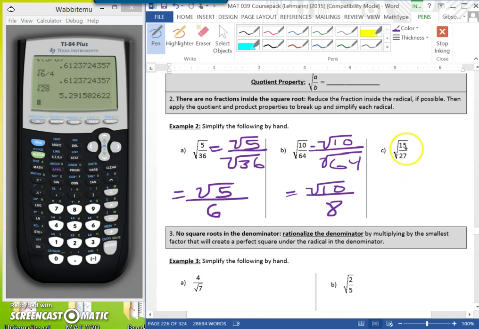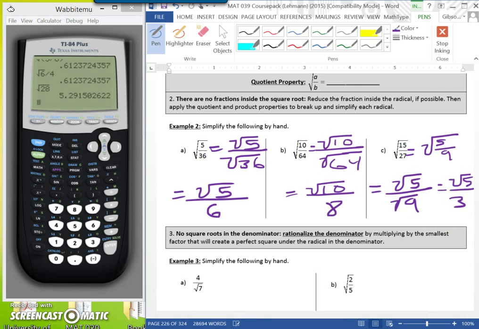Okay, now with C, we had the square root of 15 over the square root of 27. Neither one of these are perfect squares, right? But we can simplify this by dividing both by 3. So this would be the square root of 5 over 9, still under the square root. So now, we can separate this. This would be the square root of 5 over the square root of 9. So this will give us the square root of 5 over 3. Does everyone follow that?